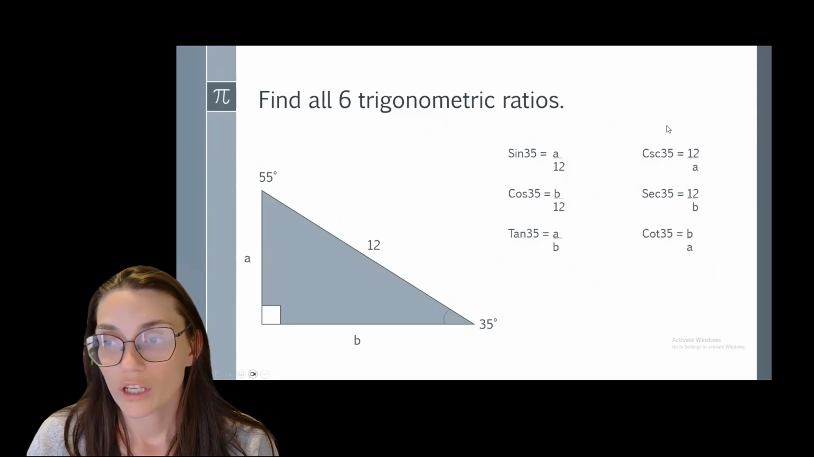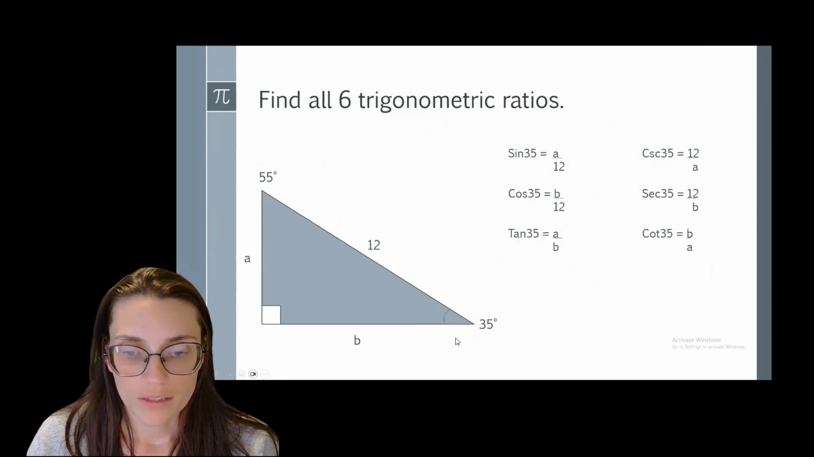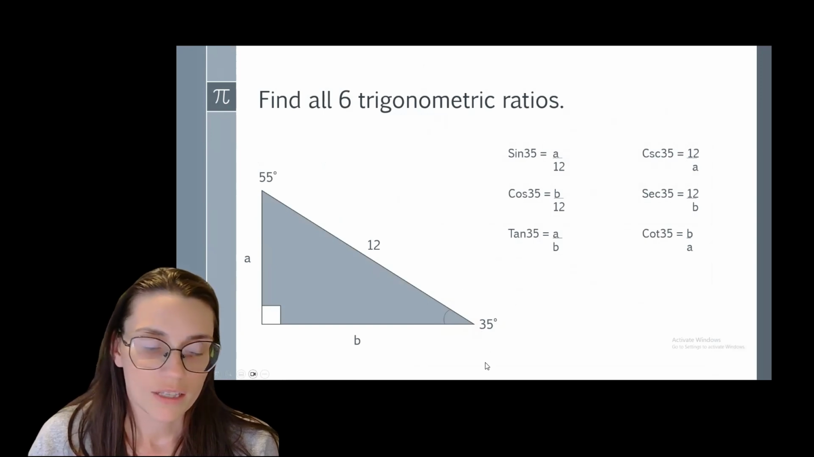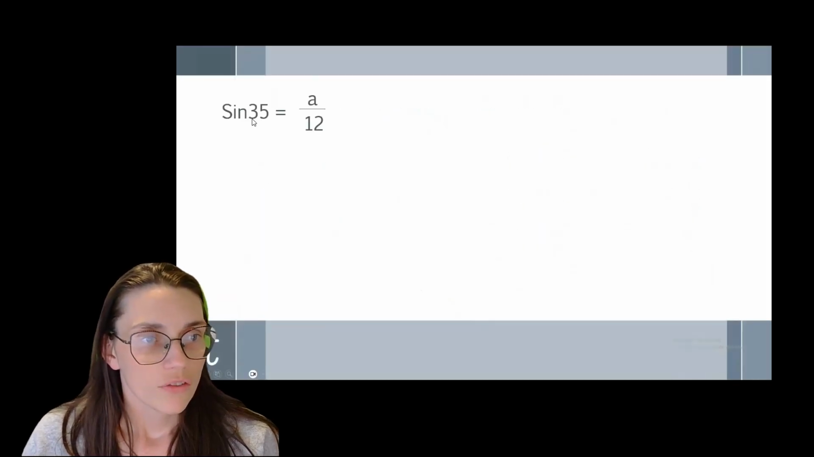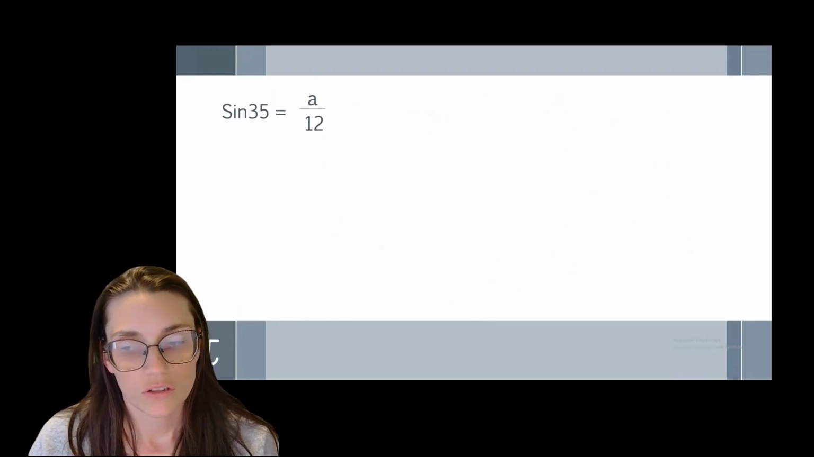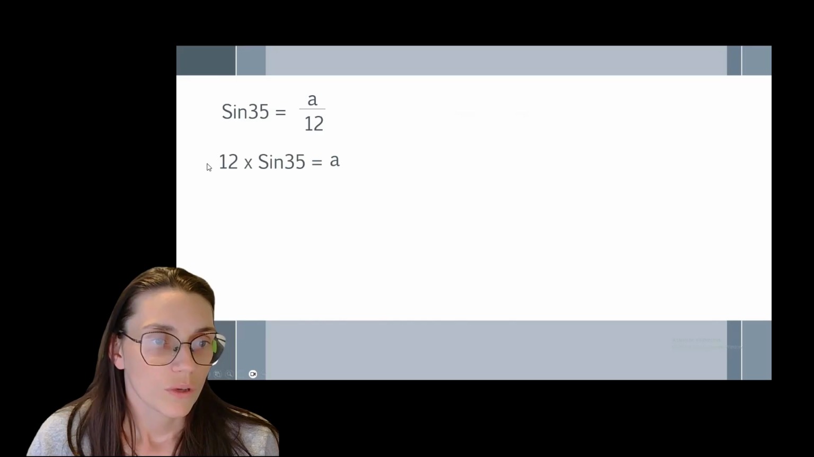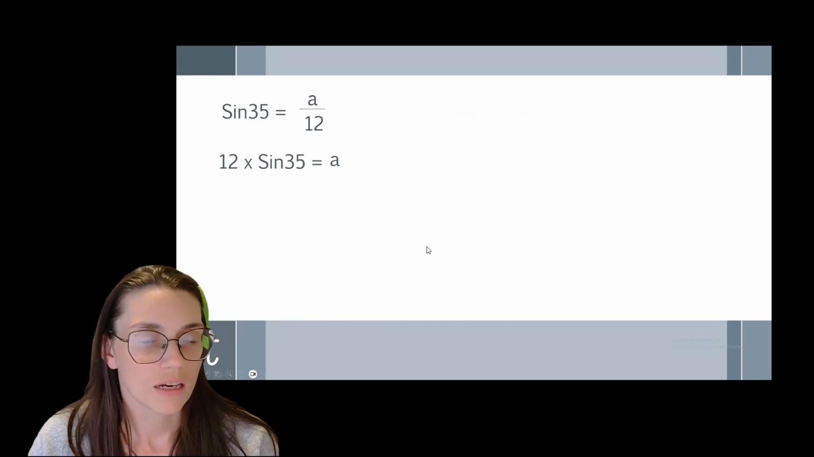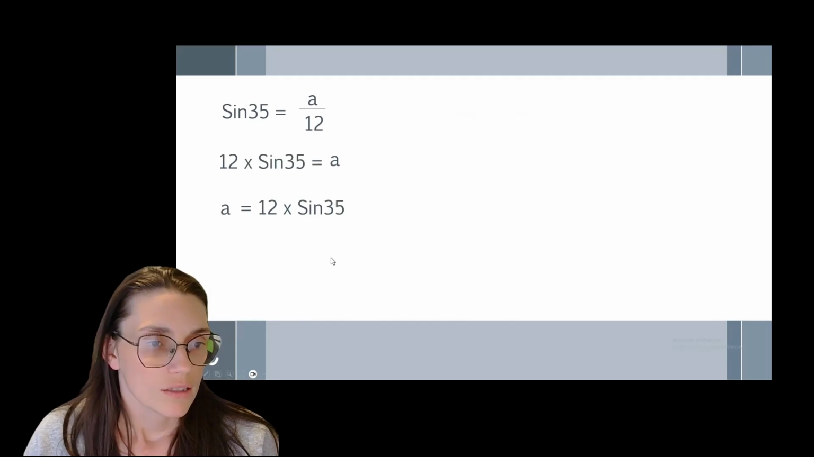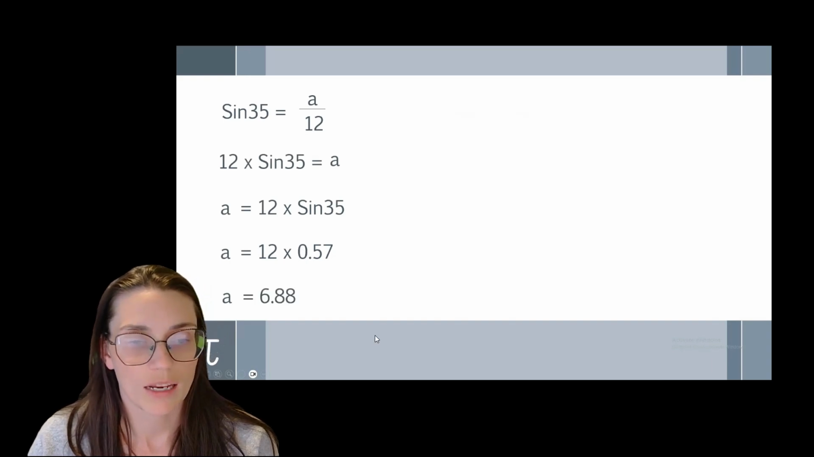So I just recorded what we know, and we know the hypotenuse. We're going to solve with 35 degrees because that's the angle we were given. So we have sine of 35 equals A over 12. Now this is actually really easy. If we multiply both sides by 12, then we can easily get A by itself. So sine of 35 times 12 is A, and then sine of 35 comes to 0.57, and A equals 6.88.